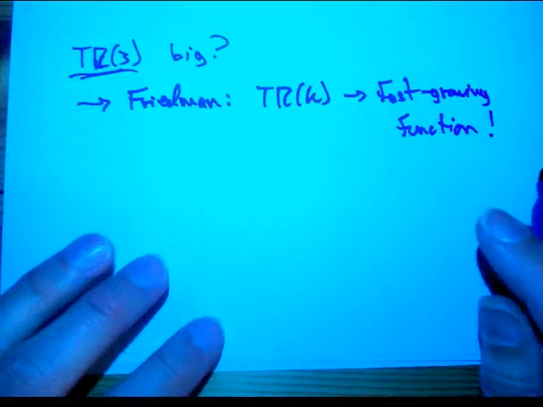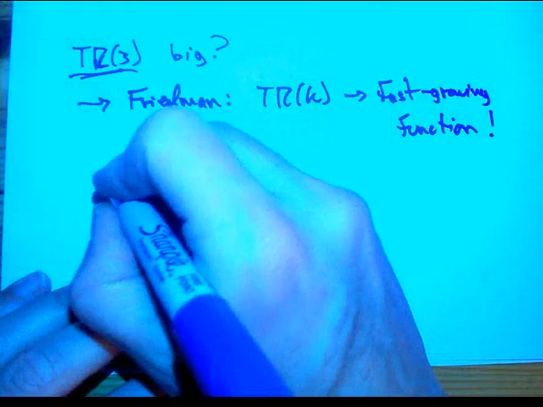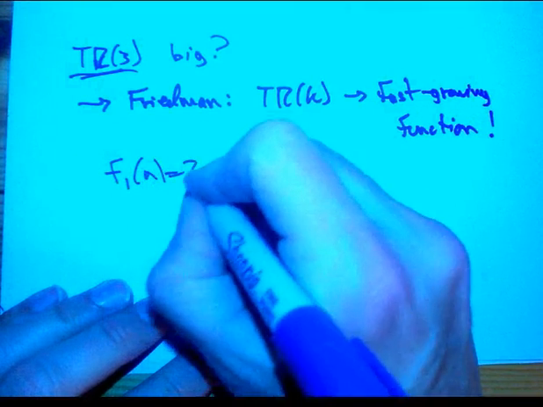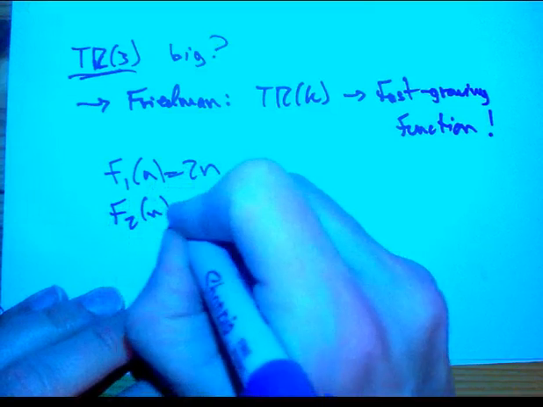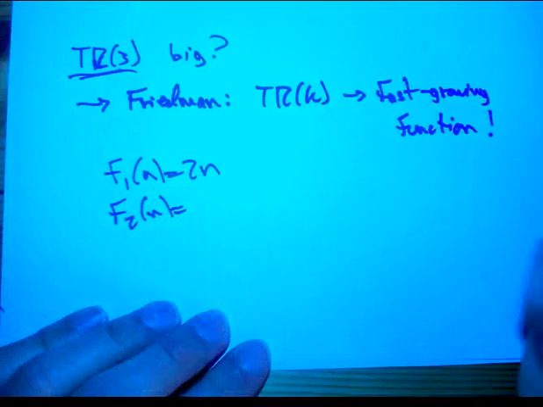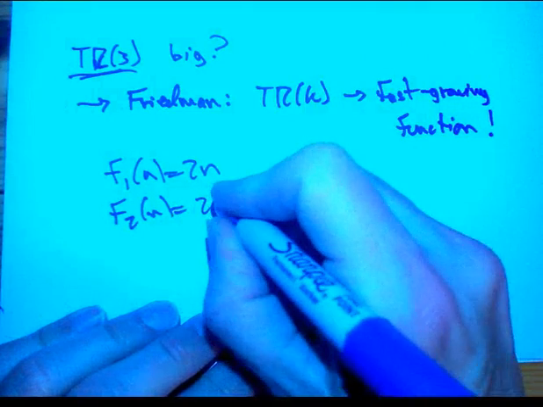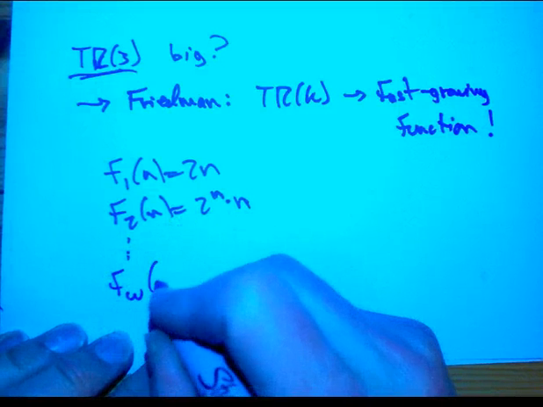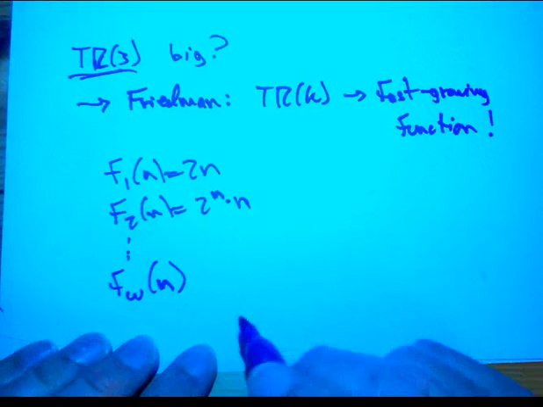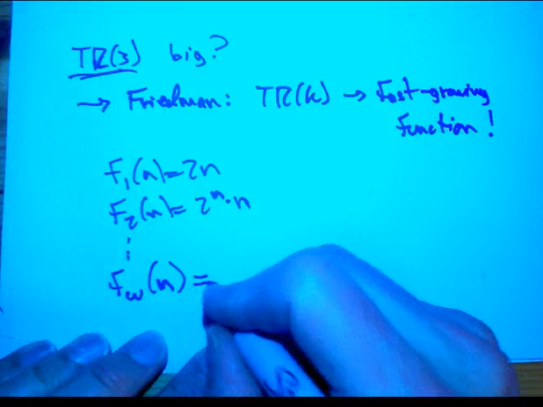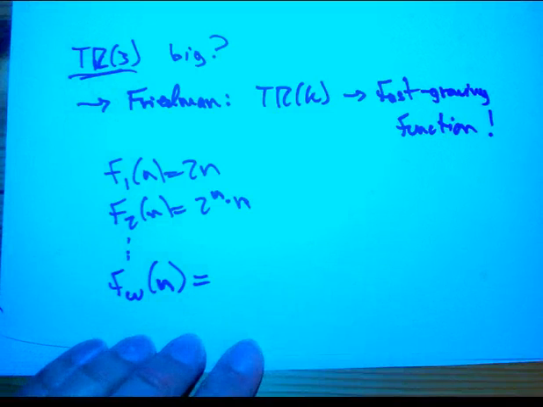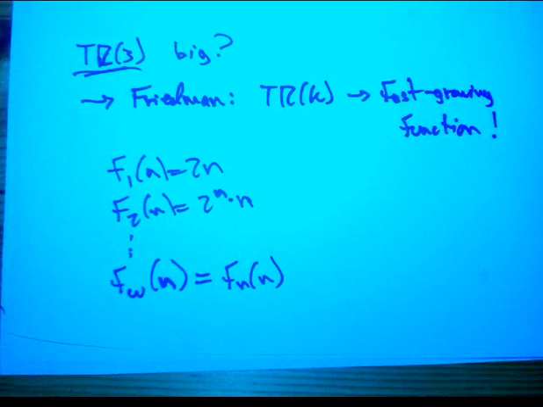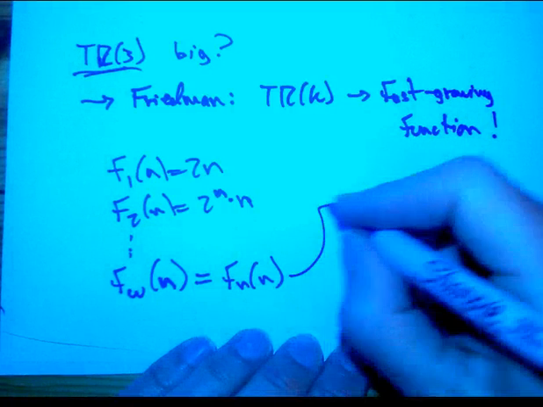Okay, so remember our hierarchy of fast-growing functions. We've got the standard fast-growing hierarchy. We've got f1 of n is just like 2n. f2 of n is 2 to the n times n, just the particular hierarchy that I've used. Okay, and then we get things that we were talking about when we were investigating the n of k function, the sequence function. f omega of n is f sub n of n.